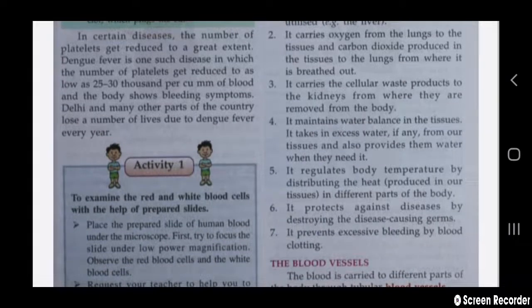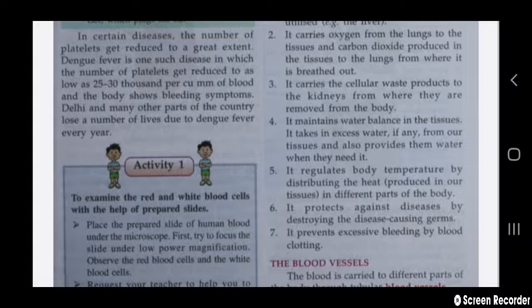Next, it carries oxygen from our lungs to the tissues, and brings carbon dioxide from our tissues back to the lungs, which is sent out when we breathe out. Also it carries some of the waste products to our kidney so that they may be removed from our body through urine. And next, it maintains the water balance in the tissues. It takes excess water from the tissues and sends it to the kidney.